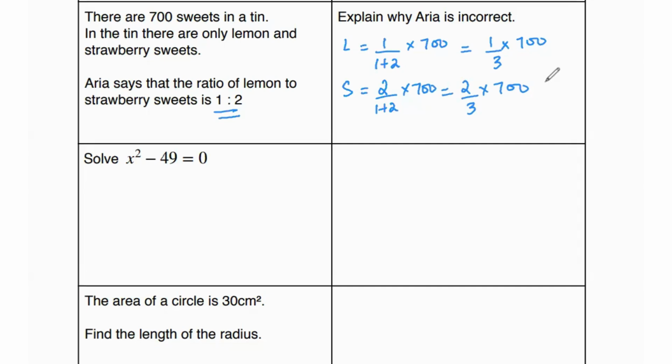Thus, that also shows that 700 is not a multiple of 3. Hence, Arya is incorrect. 700 is not a multiple of 3. That's why she's incorrect.